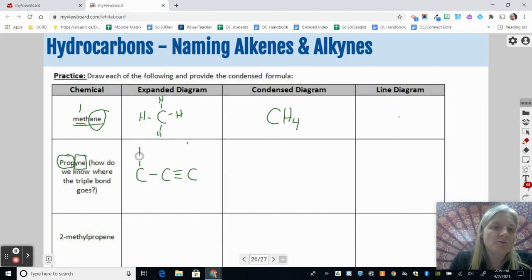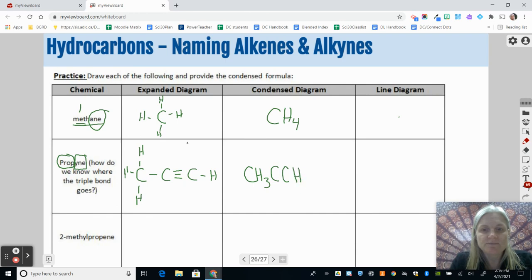Let's put on the hydrogens. So this carbon has 3 hydrogens. This carbon already has 4 bonds, so no room for any more hydrogens, and this carbon can just have 1 hydrogen. So if we draw the condensed diagram, the first carbon has 3 hydrogens, the next carbon just has 1 carbon, and then the last carbon just has 1 hydrogen, like that. Then the line diagram for this would be your first carbon to a second carbon to the third carbon, and then this is the triple bond here.